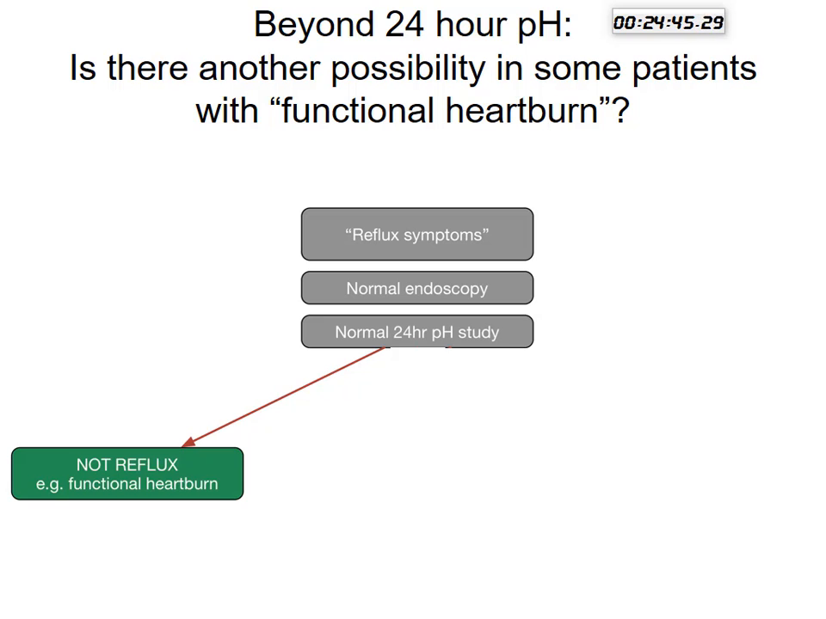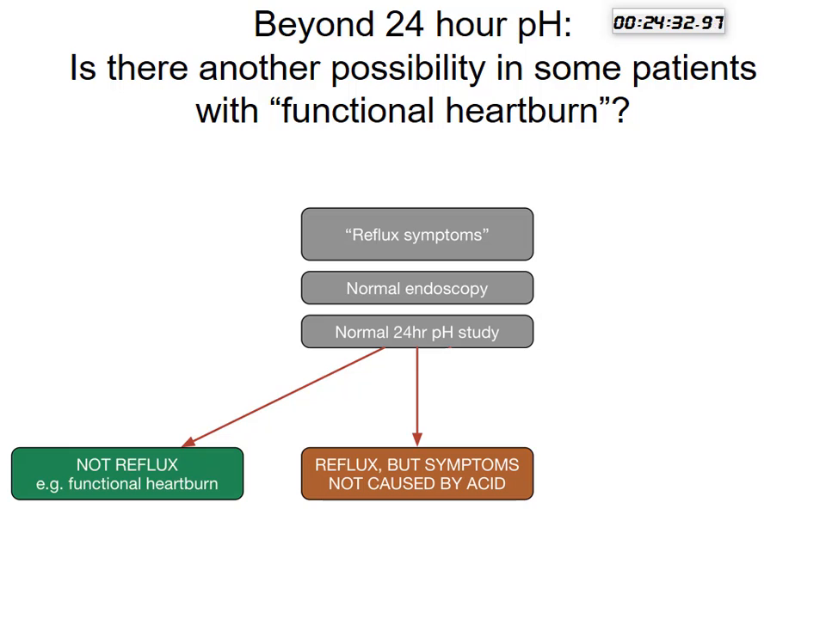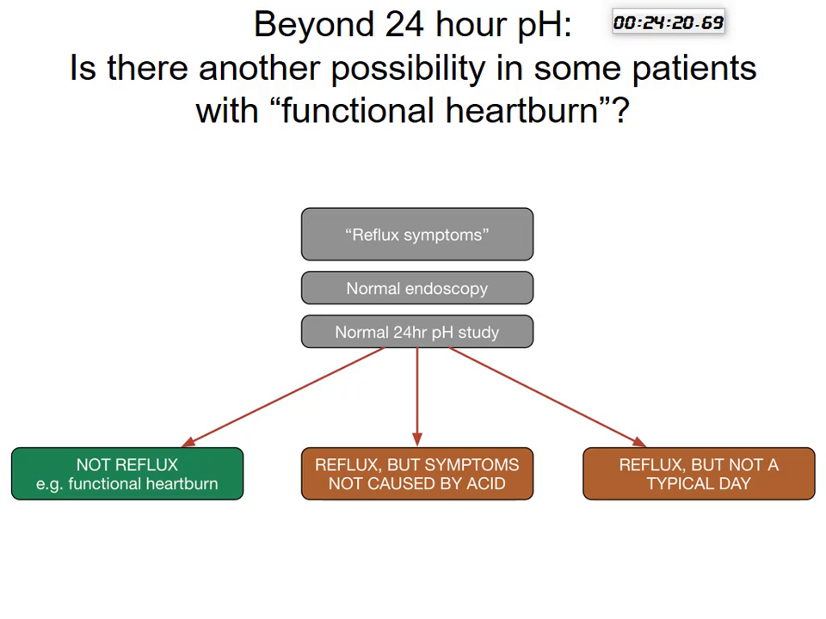So one of the things that we're always concerned about is if we've got this normal endoscopy, normal reflux study, the most likely thing is that it is functional heartburn. But what if it is reflux, but the symptoms are caused by something other than acid? The reflux isn't just acidic. You've got bile acid, you've got pepsin, you've got bacteria. That may be possible. But what if it is reflux, but the day when the patient had a tube stuck in their nose, they didn't really feel like eating very much, and they didn't do what they normally do, and it wasn't a very typical day? That's also a possibility.